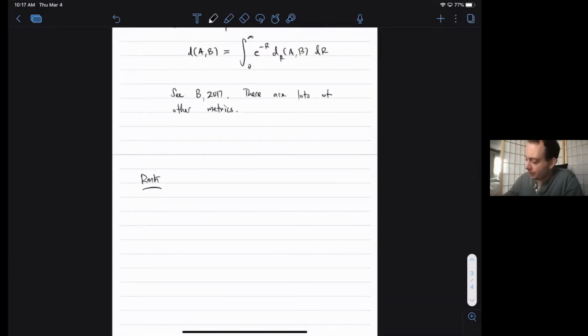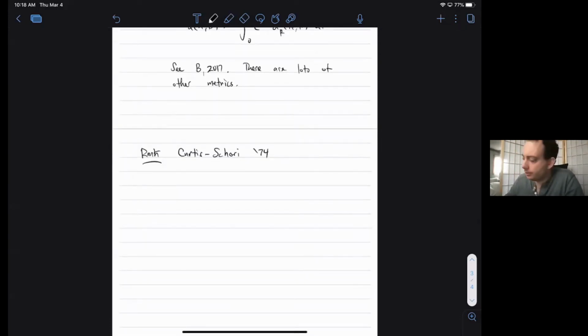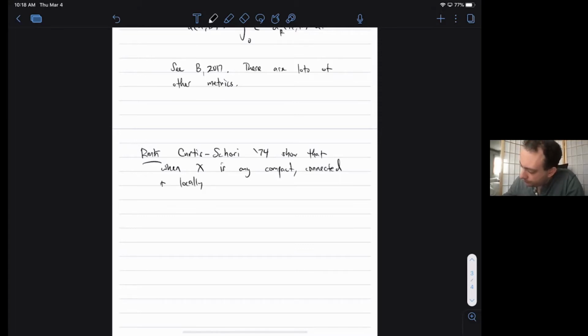So let me just remark that there's this nice theorem by Curtis and Schori (I realize I've never pronounced this person's name before, so I'm sorry if it's wrong) from 1974, which shows that when X is any compact, connected and locally connected metric space with at least 2 points, then C of X is homeomorphic to the Hilbert cube.